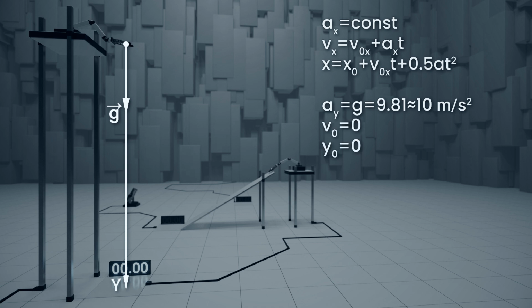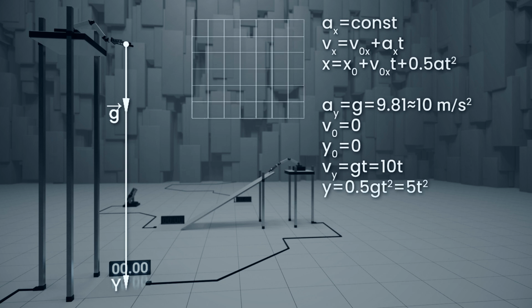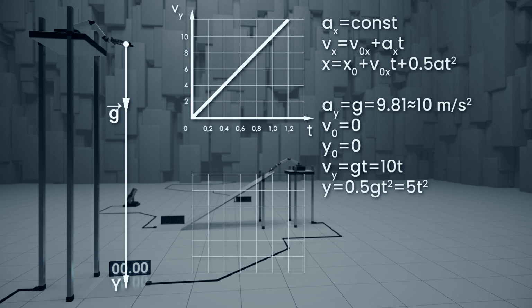With these conditions, the equation of motion can be rewritten accordingly. Let's represent these equations graphically. The velocity graph is a linear function, while the position graph is a parabola. Notice that the total fall time is exactly 1 second.